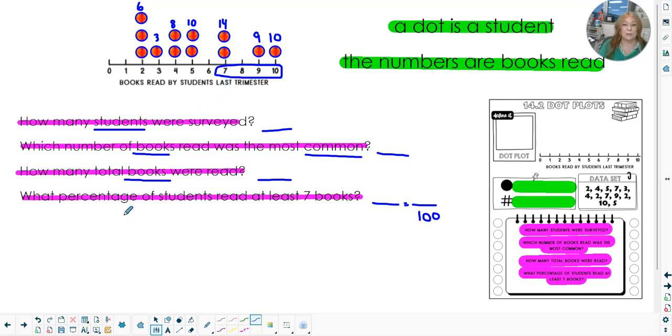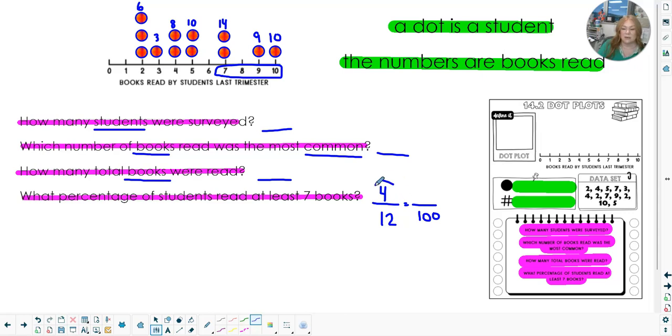First we need to know how many students there are altogether, which we already answered. How many students were surveyed? We have 12 students that were surveyed. So 12 is the total it could be, right? If all 12 of them read the books, that would be 100%. But not everybody read at least 7 books. So we're going to see just the students that did 7 or more, which, right, there's 4 students there. So that goes on top. We have 4 out of 12 students that read at least 7 books.